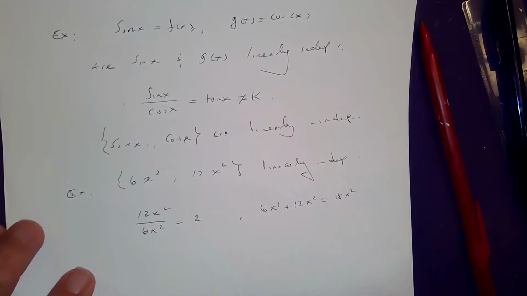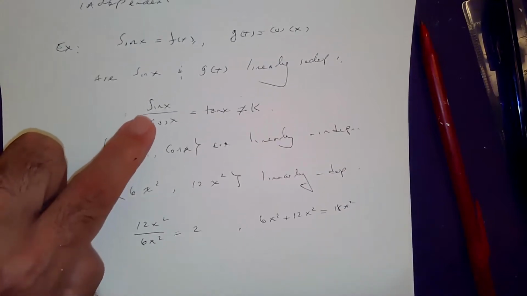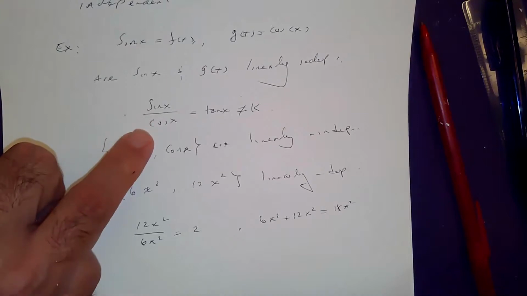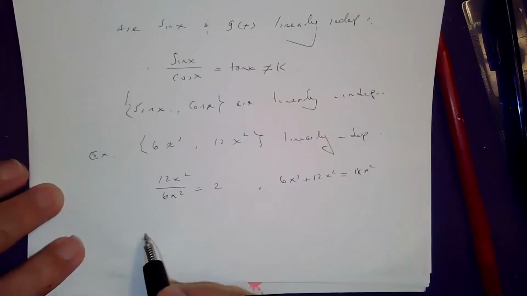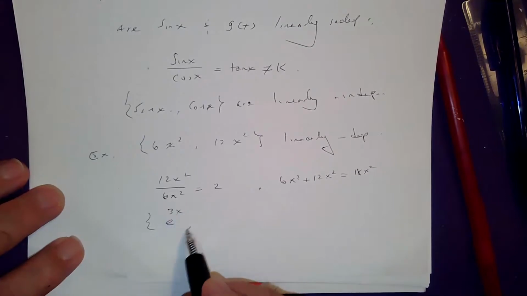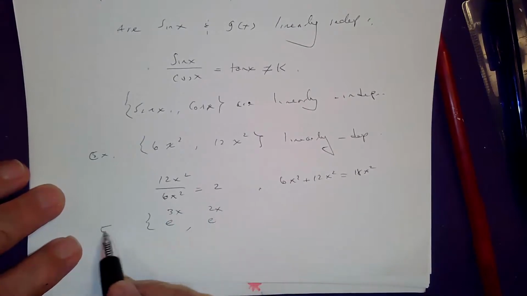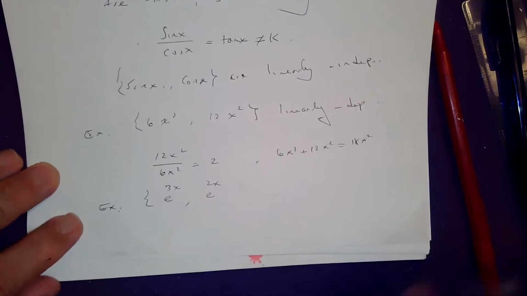Notice I combine them. But there is no way you can combine sine to cosine. You still have to express them separately. They are not combinable because they are not like terms. Same thing goes for e to the 3x and e to the 2x. These guys are linearly independent as well.